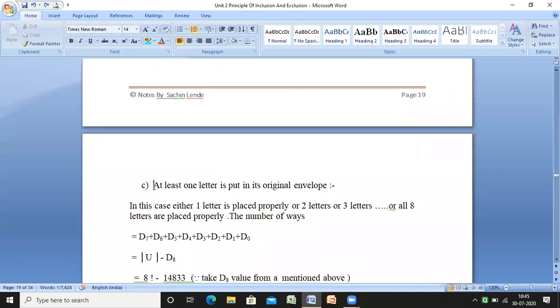Now the third question. What is that third question? At least one letter is put in its original position. Here it's not "exactly one"; here they say at least one. That means any letter I can put over there.